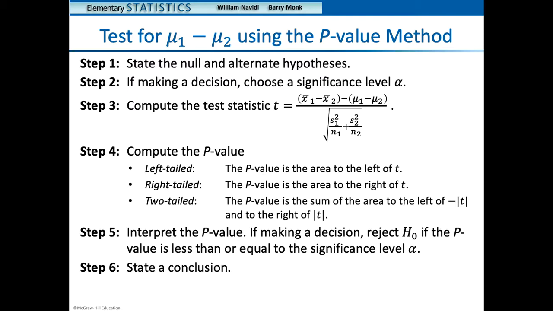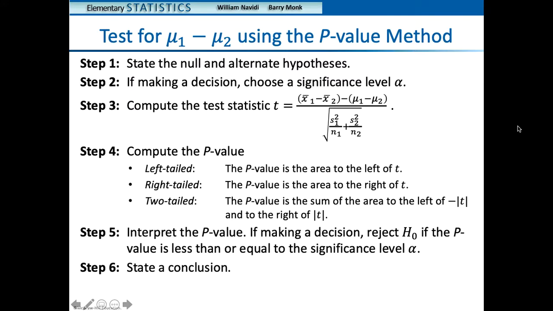So here are the steps we would follow for conducting the test. And notice again that these are the same steps, right? We're just tweaking them now. Specifically, tweaking the formula for the test statistic is probably the biggest change here. But we still start by stating the null and alternate hypotheses. Choose a significance level alpha. Compute the test statistic using this formula.